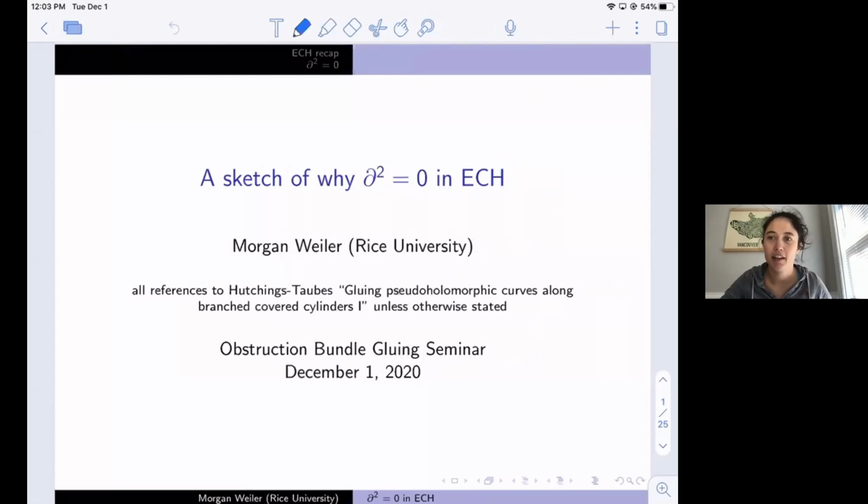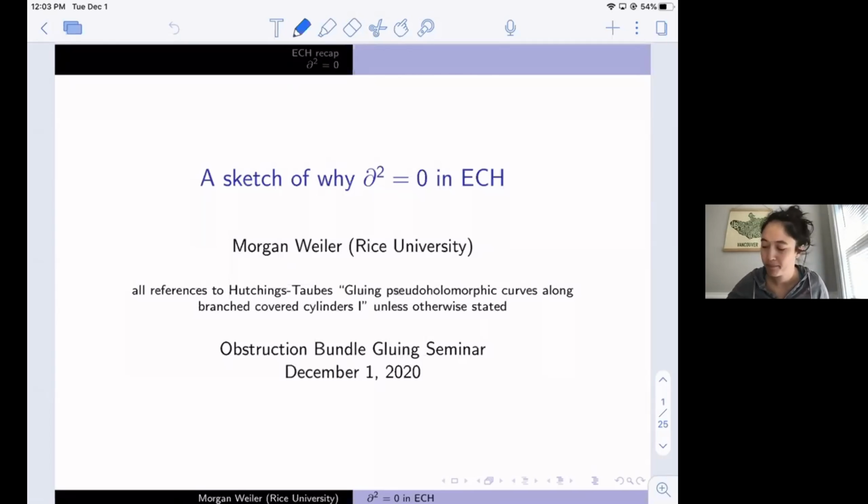So this is kind of a departure from some of the previous talks. I won't be talking about obstruction bundles at all, but I'm just going to try and give you a roadmap to section 7 of this gluing 1 paper, and sort of how you can read it.